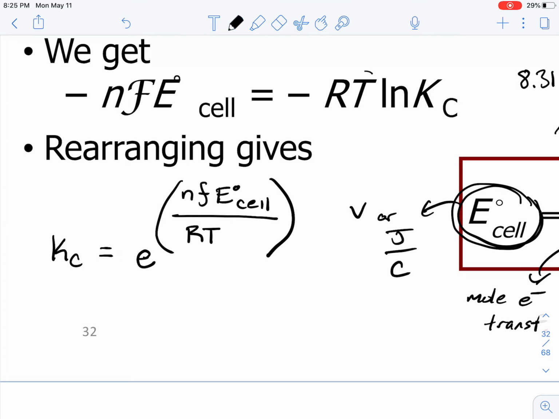All right. And so if you want to solve for Kc, you're just going to multiply N, F, and E cell, and then divide that by RT. Once you have everything inside that fraction solved and reduced to one number, then you are going to take the anti-natural log, and that should give you the value for your Kc.